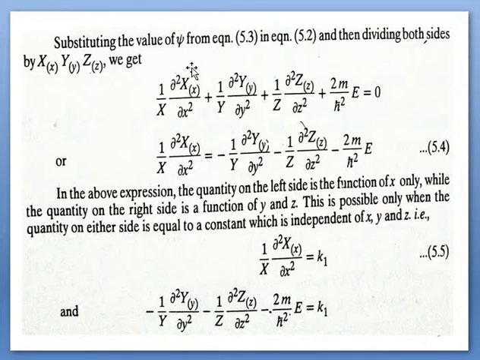For that, we will keep the terms which are a function of x on one side, and the remaining terms on the other side, and both are equal. We know that the left side is a function of x, the right hand side is a function of y and z, and they are equal. How is it possible? It is possible when both the left term and the right term must be equal to a particular constant. That means if this is equal to K1, this will also be equal to K1. Then these two terms will also be equal.